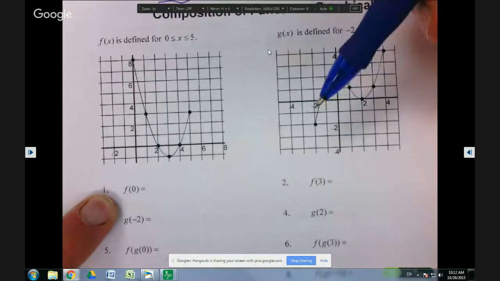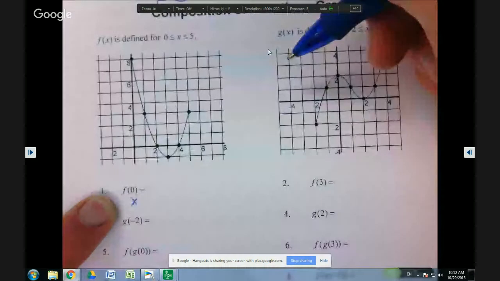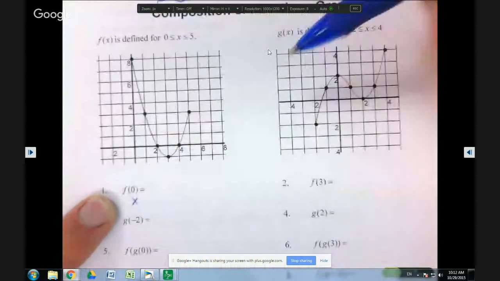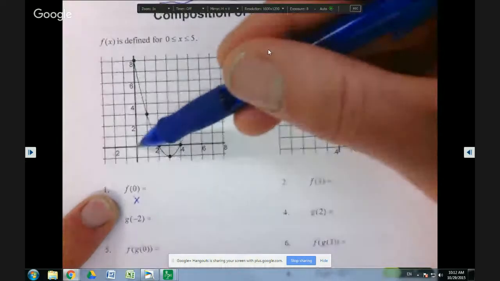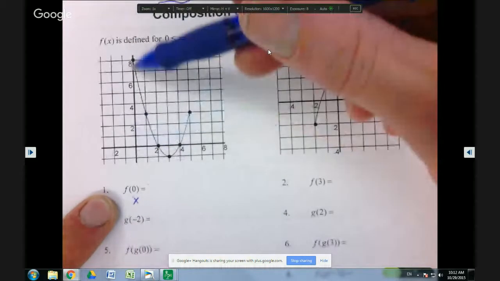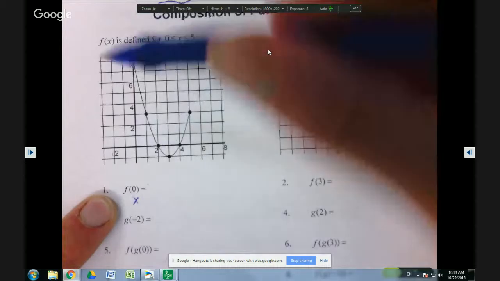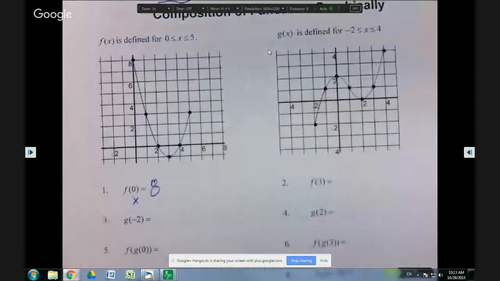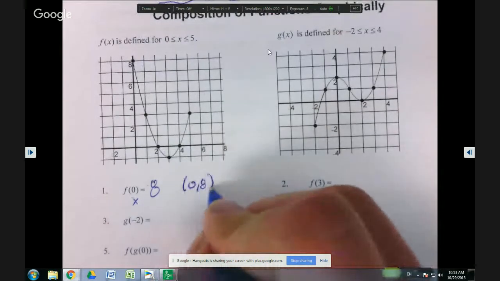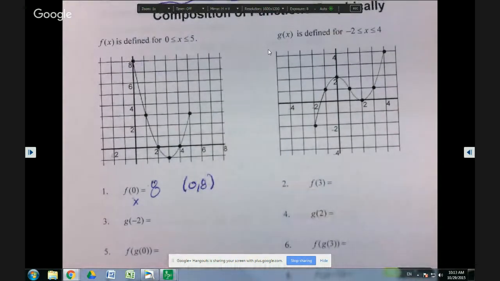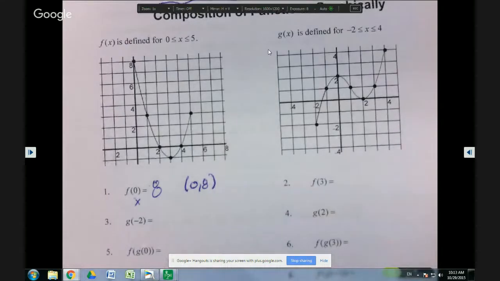Okay, what is the 0? It is, but is it an x or a y? No, it's an x. So this means what is the y value associated with 0? 0 x, what's the y value? 8. Okay, so f of 0 is 8. So that would mean that (0, 8) is on the graph, right? That's why function notation is really nice, because it tells you the point.